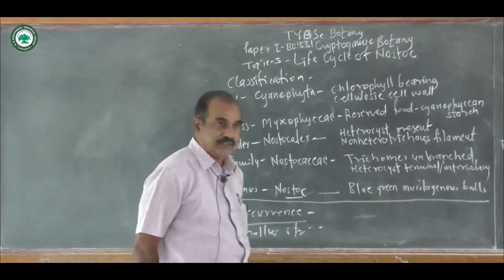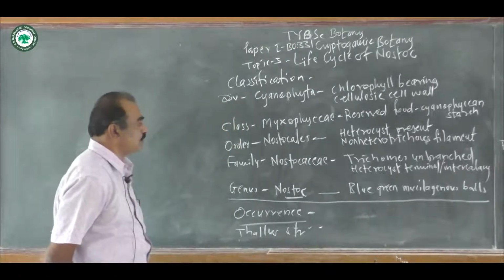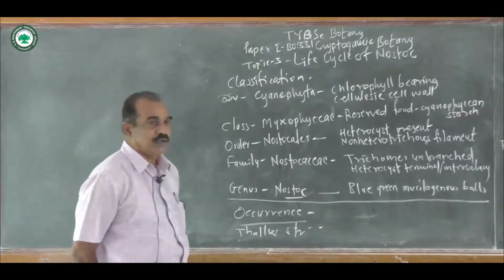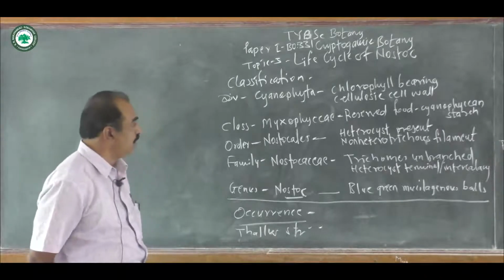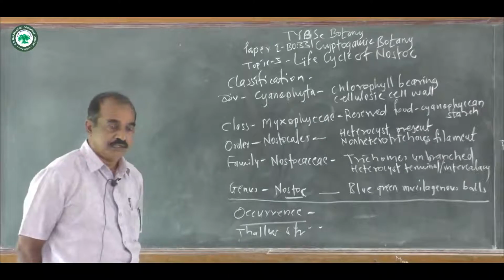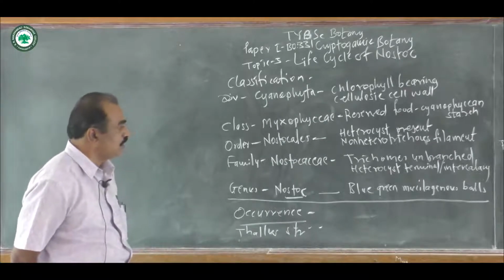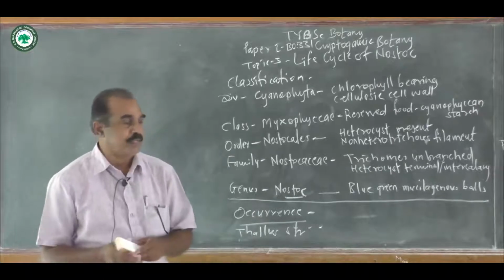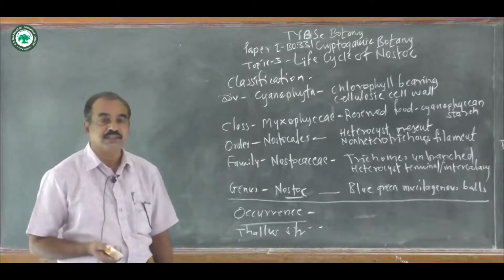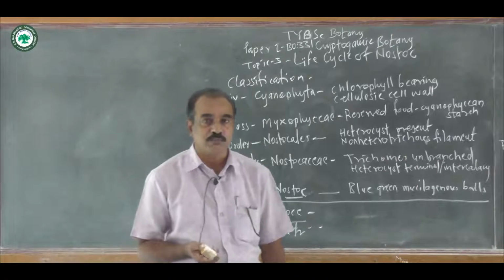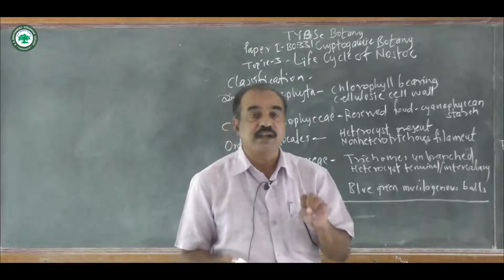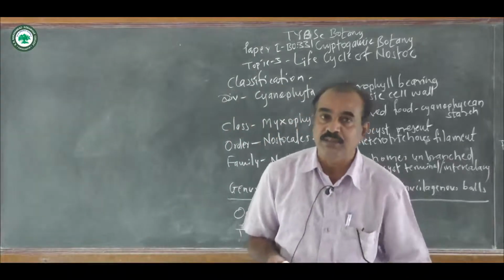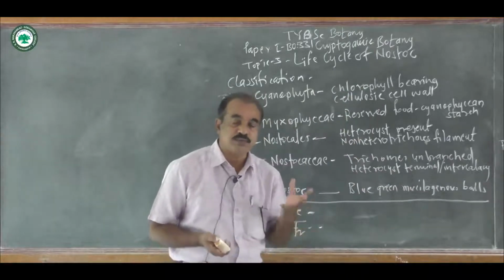Non-branching filaments are there. Then family Nostocaceae, the trichomes are unbranched and uniseriate, with heterocysts terminal or intercalary. Then genus Nostoc, it is a blue-green mucilaginous ball. Now this is about the classification. Now the thallus structure. In the thallus structure, first the Nostoc ball, because the filaments, these trichomes of Nostoc, are developed in the Nostoc ball. So first we have to study the Nostoc ball.